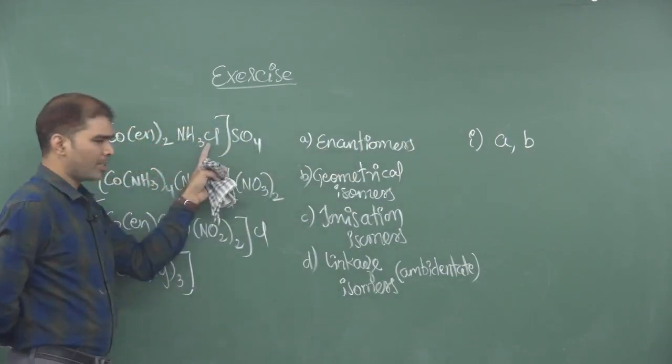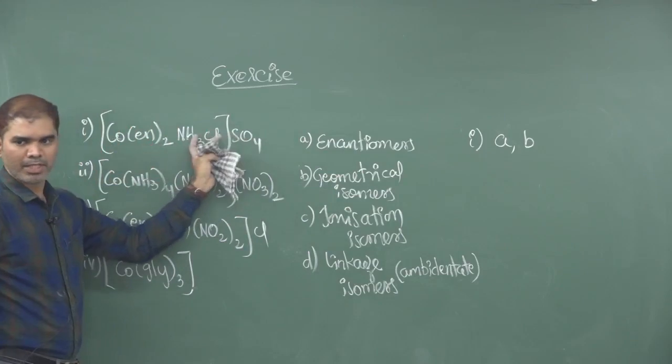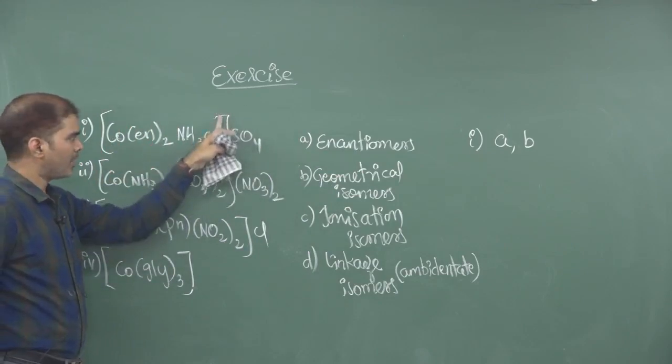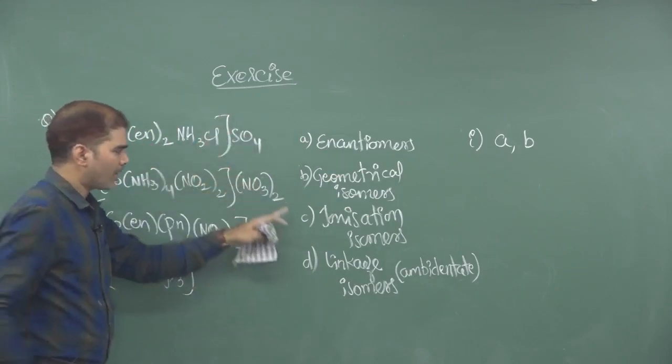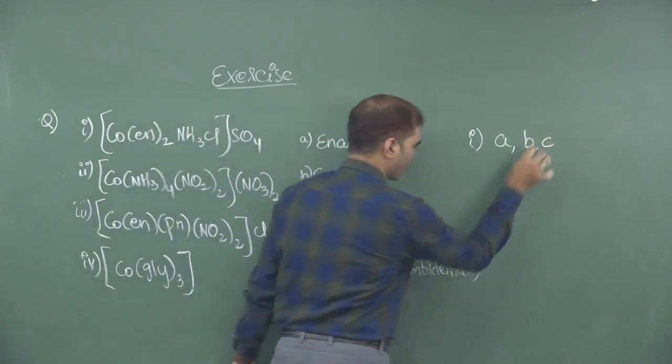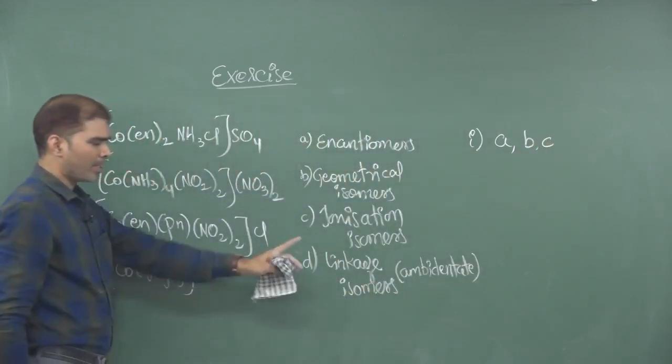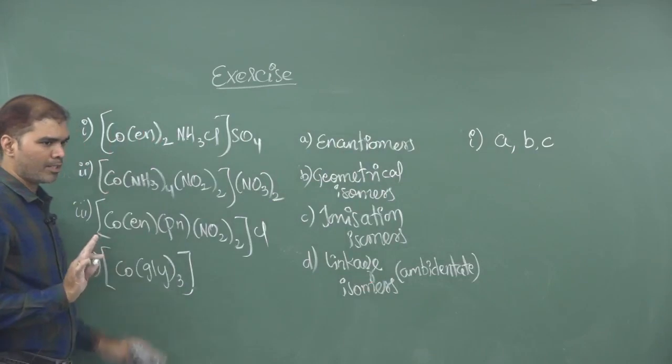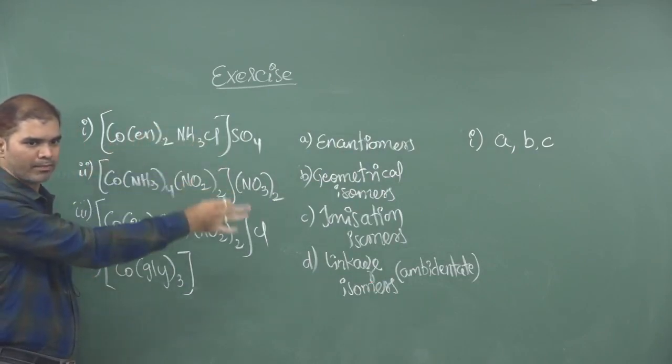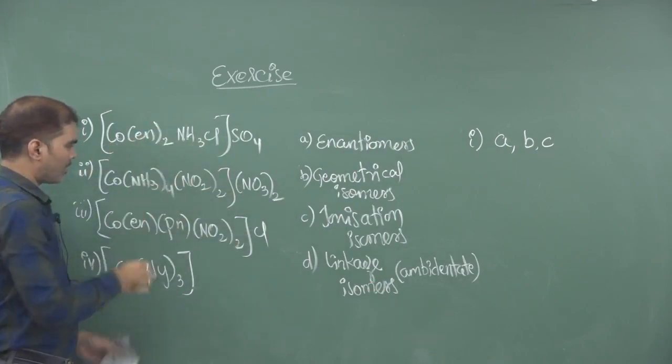Sulfate is present, chlorine is present. They can exchange between the coordination and ionization sphere. Sulfate can enter in, chlorine can come out. So ionization isomers are also present. Linkage isomerism, there should be an ambidentate ligand. You don't find any ambidentate ligand. So the first option has 3. Go for the second option.